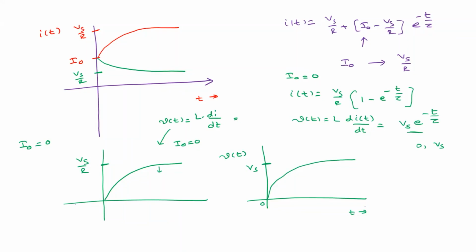No, no, no. What is its initial value? Vs. Its initial value is Vs, right? So it will be like this. Okay. So this is Vs into e to the power of minus t by tau. So this value is Vs.